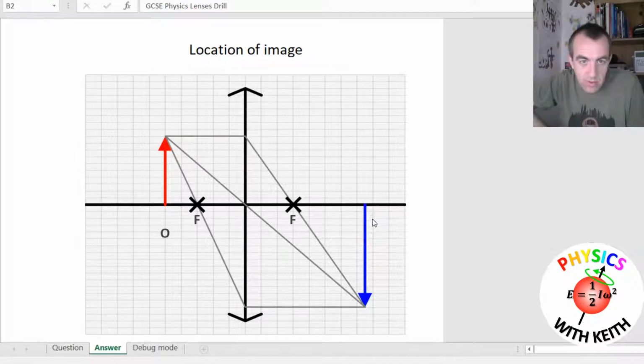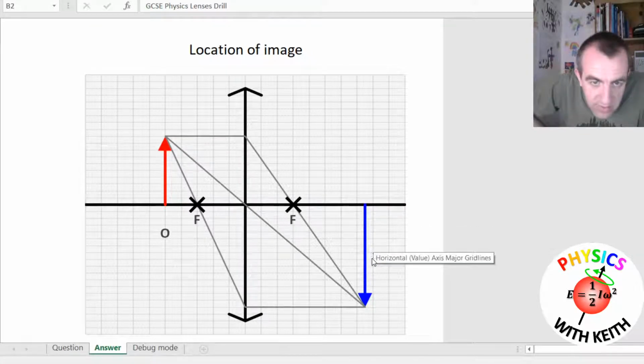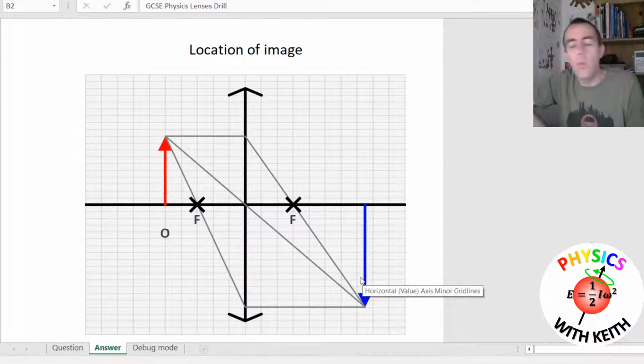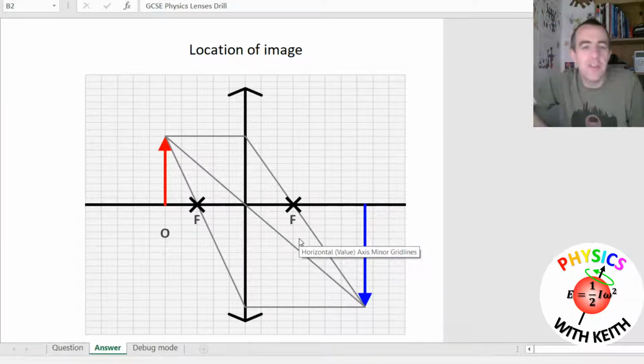So that's 15 centimeters on this little thing here. Wow, you really did need a big piece of paper to do that. That was bad planning on my part. My apologies for using so much paper.